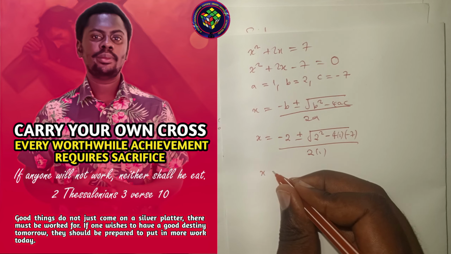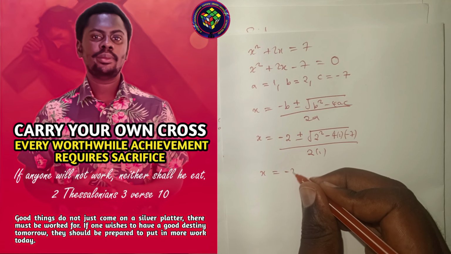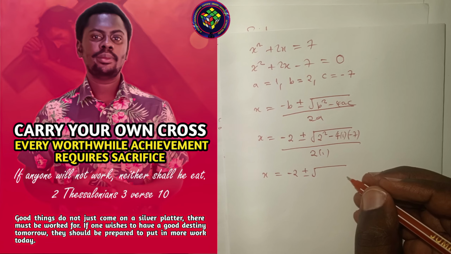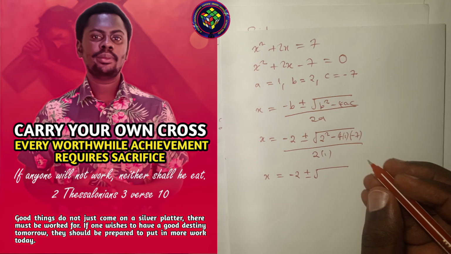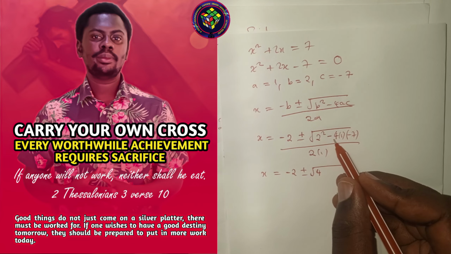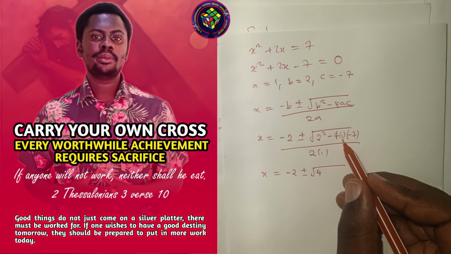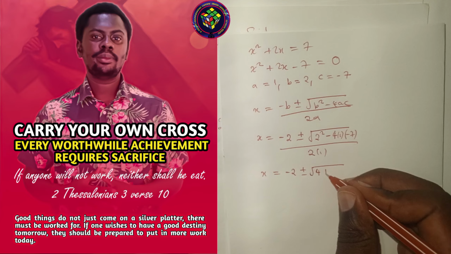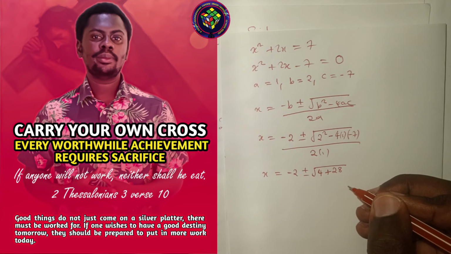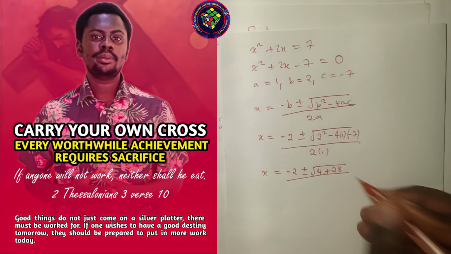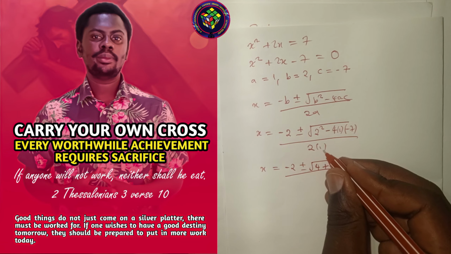So x is equal to minus 2 plus or minus the square root of what is 2 squared? Yes, 2 squared is 4. So we have 4, and here we have minus 4 times 1, which is minus 4, and minus 4 multiplied by minus 7 gives positive 28. So plus 28. Then we have 2 multiplied by 1, which is 2.